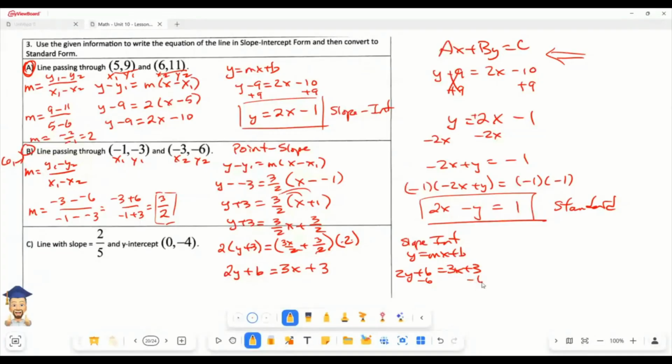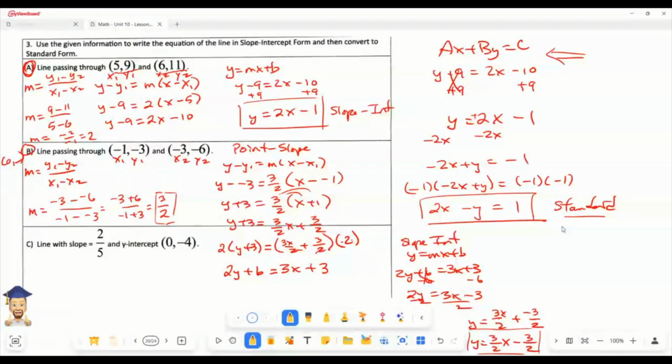I'm going to subtract 6. 2y equals 3x minus 3. Divide by 2, divide by 2. We get y equals 3x over 2 plus negative 3 over 2, which is 3/2 x minus 3/2 for slope intercept. y equals mx plus b.